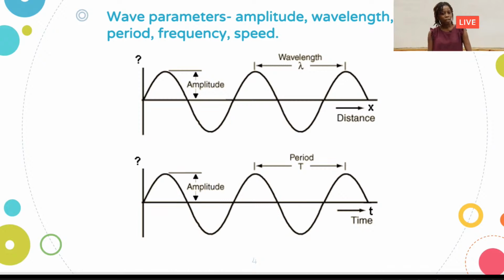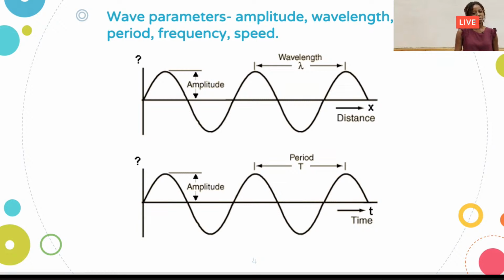Now, the frequency of a wave. The frequency can be defined as how many cycles or how many periods you get in 1 second. So if you have a lot of waves being generated in 1 second, you have a high frequency. If you have just a small amount of waves being generated in 1 second, then you have a low frequency. And then finally, we have to define what is speed.